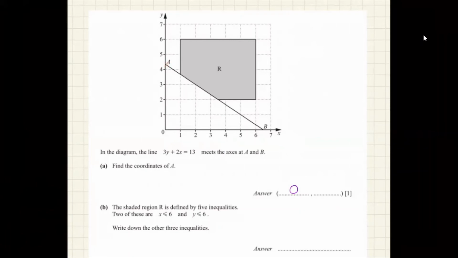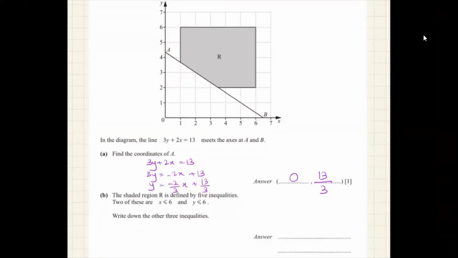Let's see. The equation is 3y plus 2x is equal to 13. I'm going to make y my subject. This will be 3y equals minus 2x plus 13. Take 3 to the other side: y equals minus 2 over 3 x plus 13 over 3. That means your y coordinate is 13 over 3. Why is that? Because this is your y-intercept. And over here, you can see that this is your y-intercept.